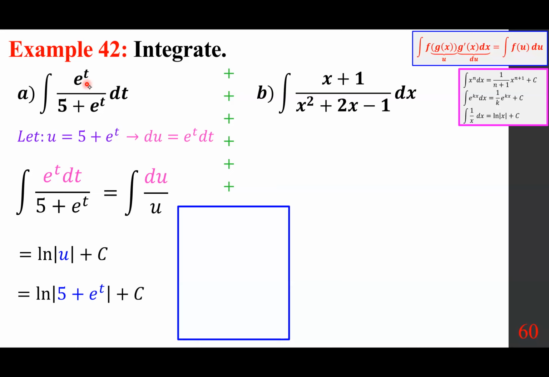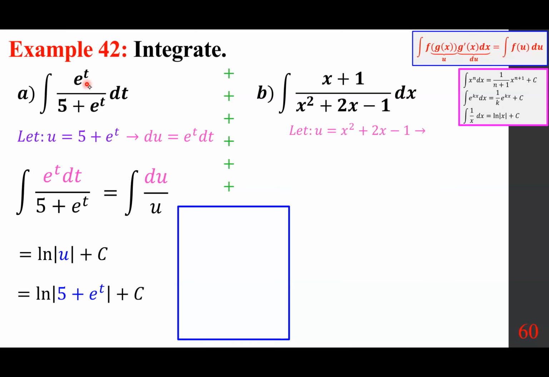Now, if you remove the absolute value, it works because the expression 5 plus e to the power of t is always positive. Part B, can we simplify it? You can try it. b squared minus 4ac is negative, and therefore it can't. So you choose u to be the denominator.